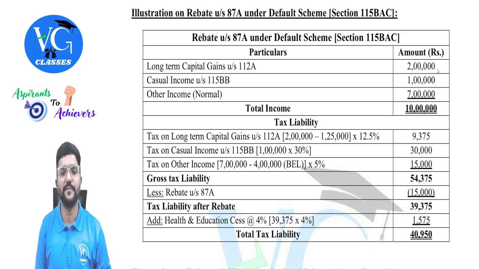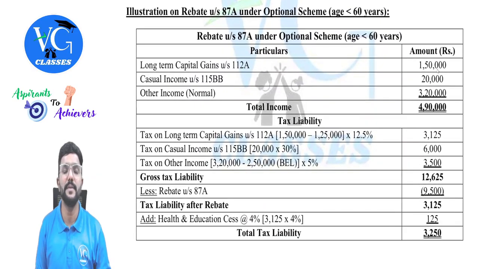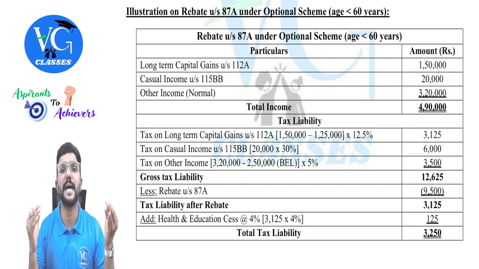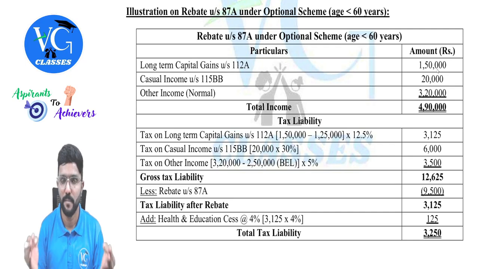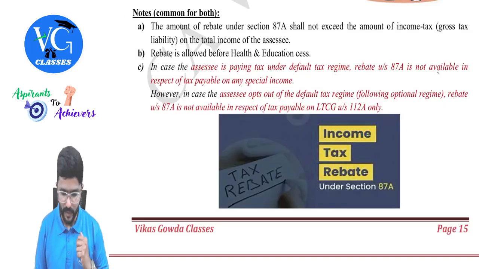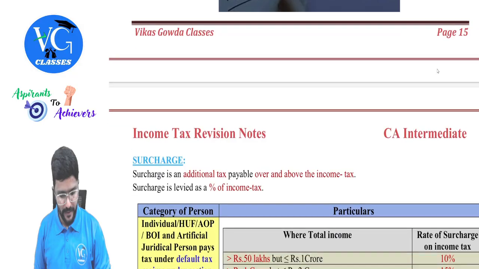scheme. Whereas for the assessee who is following optional scheme, rebate is not available only against 112A tax. On any other special income along with normal income, whatever is the tax payable, rebate is available, guys, provided other conditions are satisfied. Okay, guys. So this is all about the rebate part.